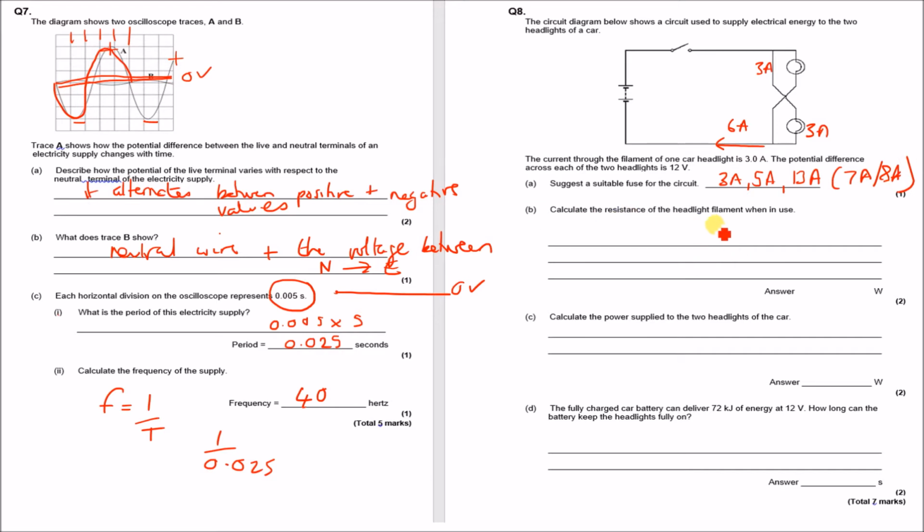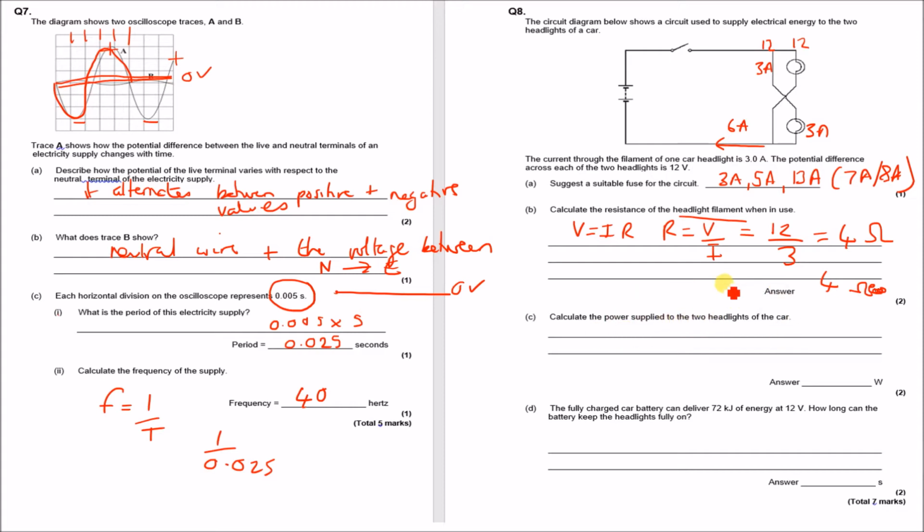Right, calculate the resistance of the headlight filament when in use. So I don't know why it's got watts here, but that should be in ohms. So resistance, so we know that V is equal to I times R, and we know that R is equal to V over I. So it's just one headlight filament. So we know, because it's a parallel circuit, for parallel circuits the rule is that 12 volts goes into each branch. So we know that's 12 volts, and it's going to be divided by 3 amps. So 12 divided by 3 is 4 ohms, so the answer is 4.